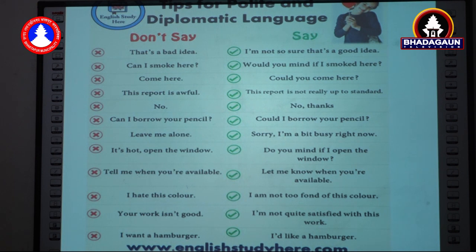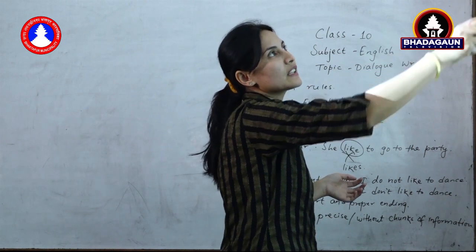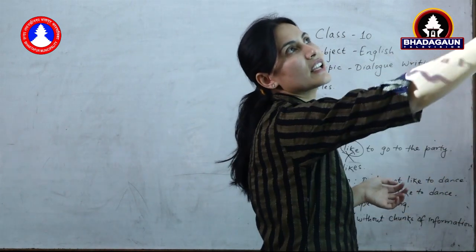Of course, in dialogue writing we have to use polite language. So here I am talking about tips for polite and diplomatic language. I'm sure these kinds of images will be very helpful for you, because in dialogue writing we have to express our ideas in a diplomatic way. So in this column we have "don't say", and instead of saying these things, say this one.